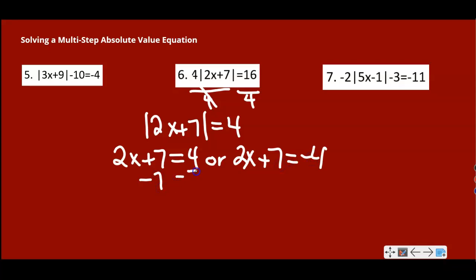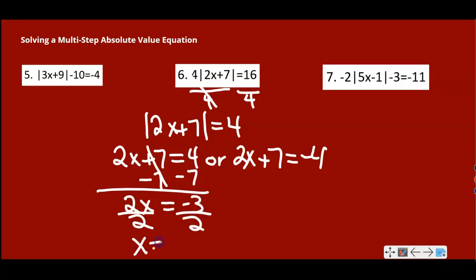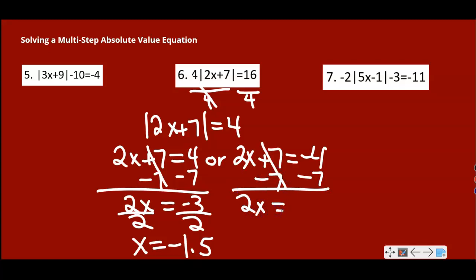All right, subtract 7. 2x equals 4 minus 7, which is -3. Divide by 2. X equals -1.5. Now subtract 7 from the other side. 2x equals -4 minus 7, which is -11. Divide by 2. X equals -5.5. All right, so again, we'll have to check our solutions.